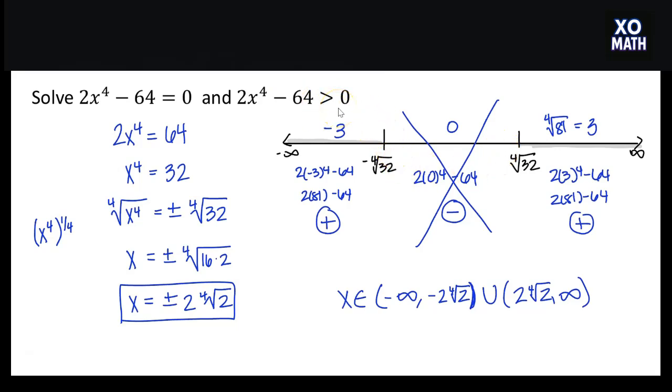So sometimes on the sign analysis, we can put a little z above each of these values to remind myself that they are in fact zeros and I want where I'm greater than 0.